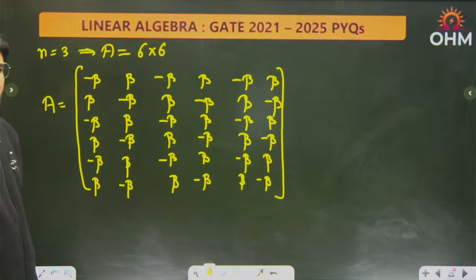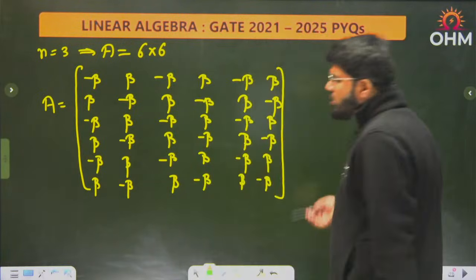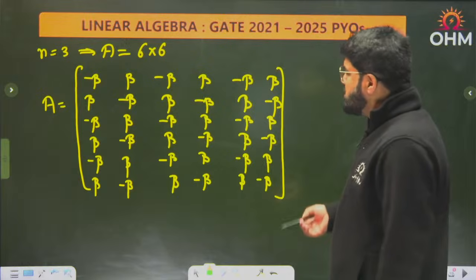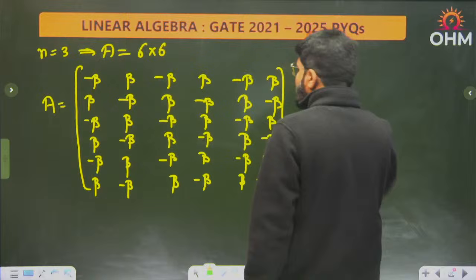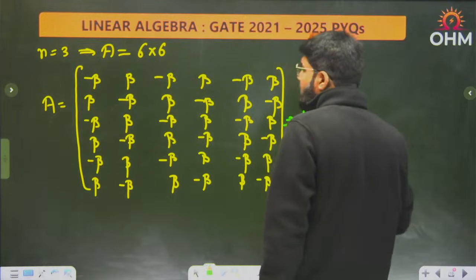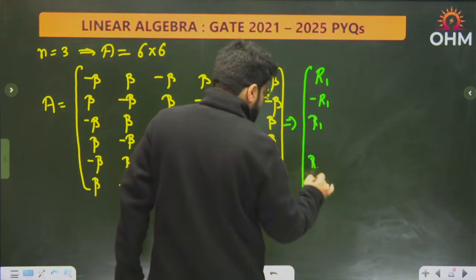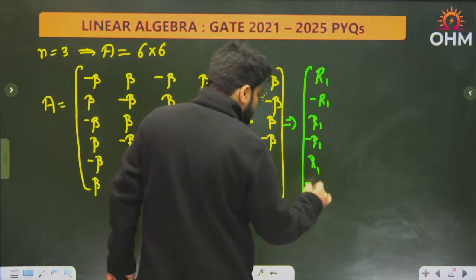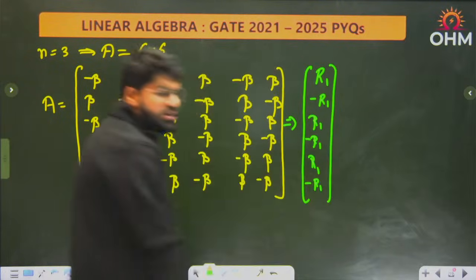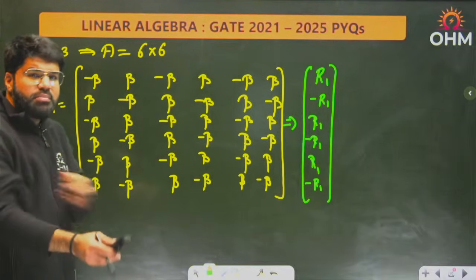Right. Tirumala has come up with the answer equal to 1. Now you very clearly see all the rows are actually proportional to each other. If the first row I name it as R1, the next row is minus of R1. First, third and fifth are same, R1. But second, fourth and sixth are also same and they are minus of R1. R1, minus R1, R1, minus R1, R1, minus R1.